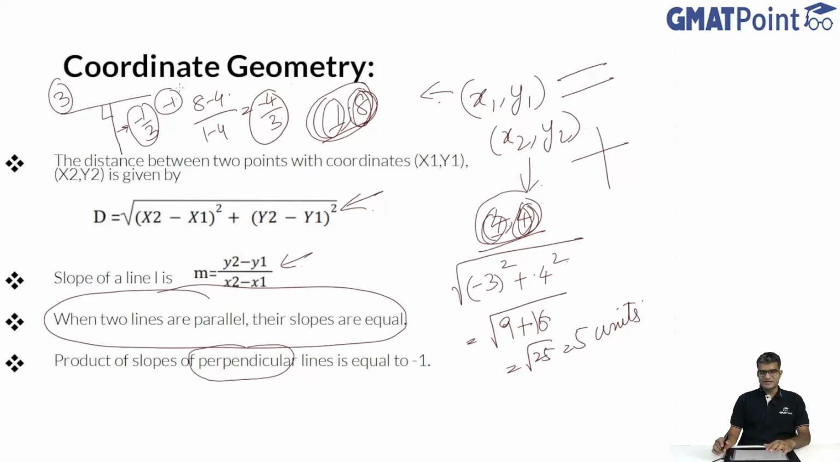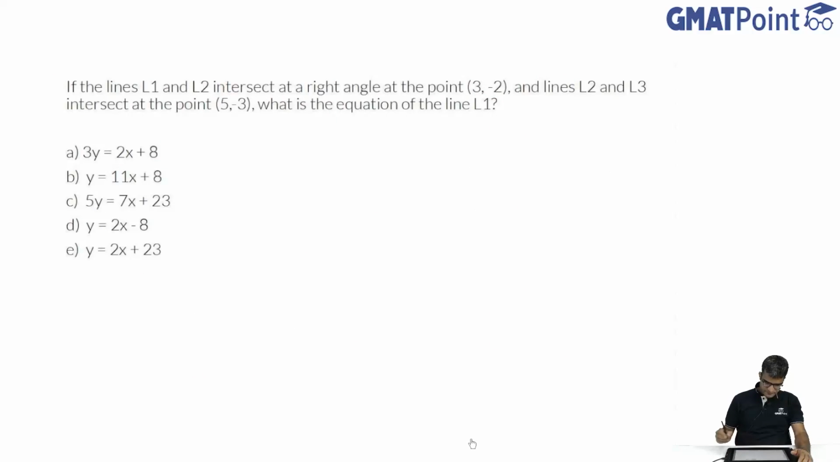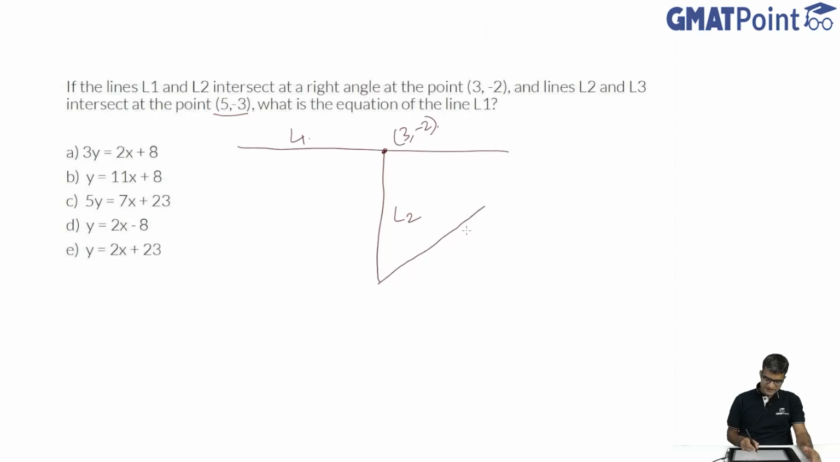To understand this concept, let us look at a question. In this question, we are told that there are 2 lines, L1 and L2, they intersect at a right angle. So let us assume that this is L1 and let us assume that this is L2. They intersect at the point 3, minus 2. So they intersect over here. And L2 and L3 intersect at a point 5, minus 3. We don't know whether they intersect at right angles or not. So let us assume that this is L3 and the point at which they intersect is 5, minus 3.